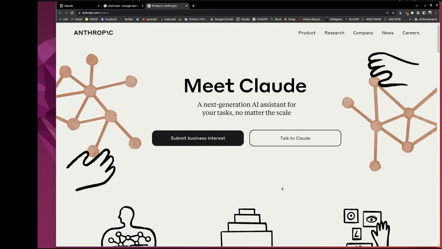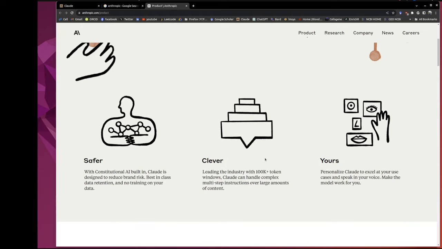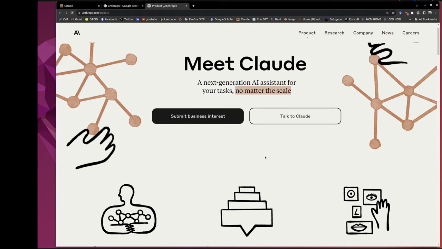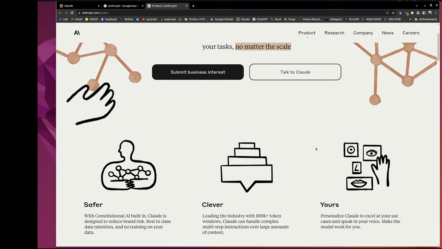If you ask what is Claude, Claude is a next generation AI assistant for your tasks, and as they said, no matter the scale. This has some significance in comparison with OpenAI. The scale of Claude is far bigger. It has the capacity to simultaneously process up to 200k tokens. And that's one of the rare, based on all the companies we have right now to assess a similar service.